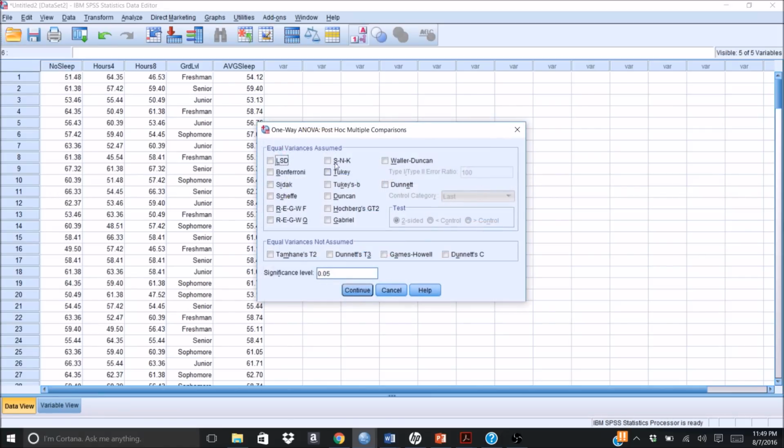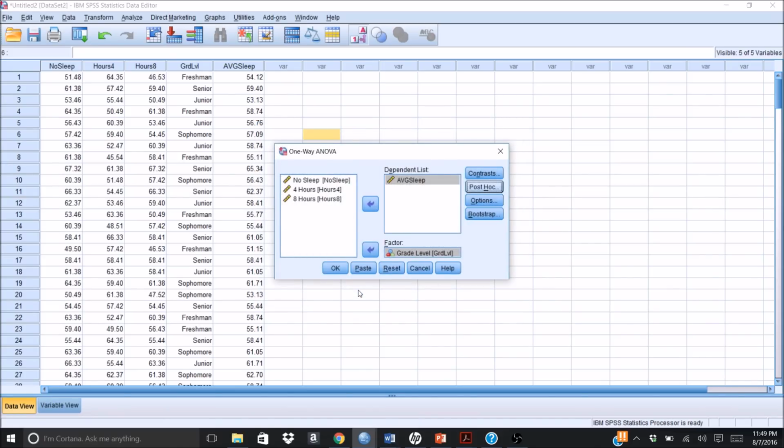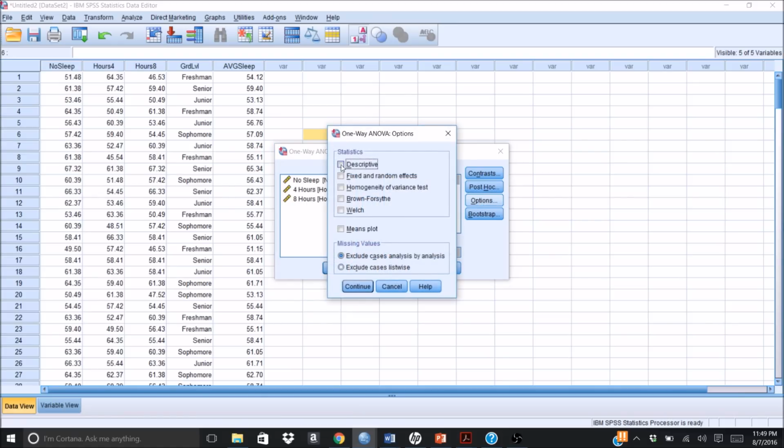I definitely want to run a post hoc. I like Tukey. Some people like Scheffé. There are specific reasons why you would want to pick them, but this class is not about that. If you're ever confused or concerned, you can always go on the internet and find out. I want my descriptives.